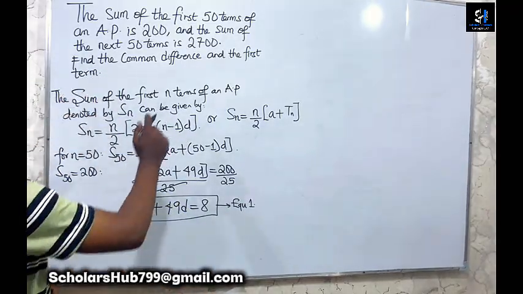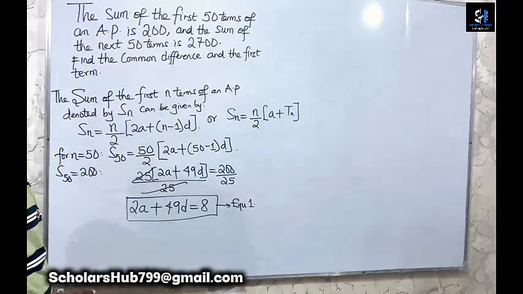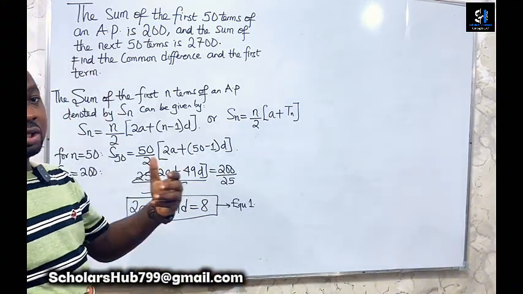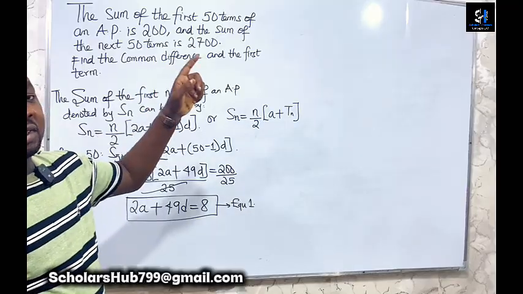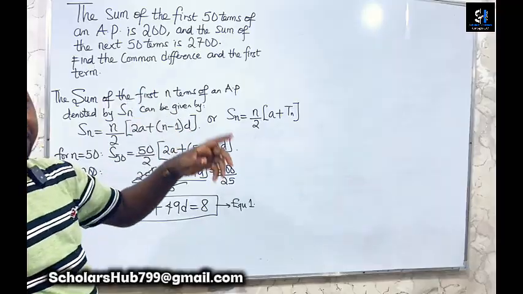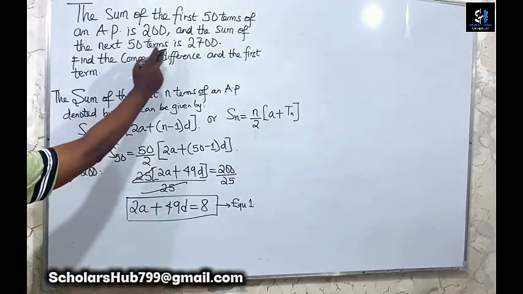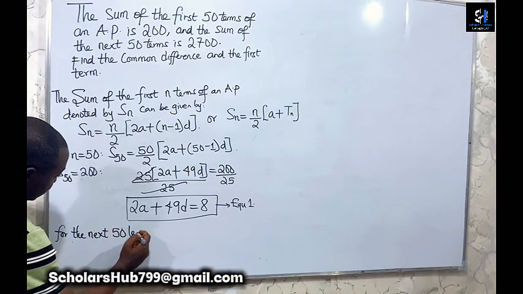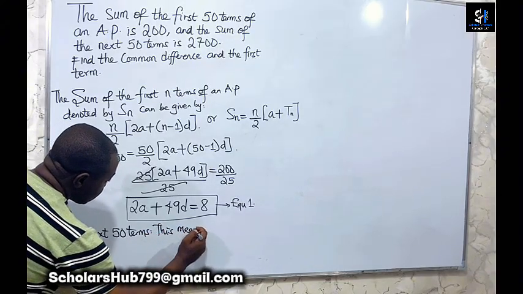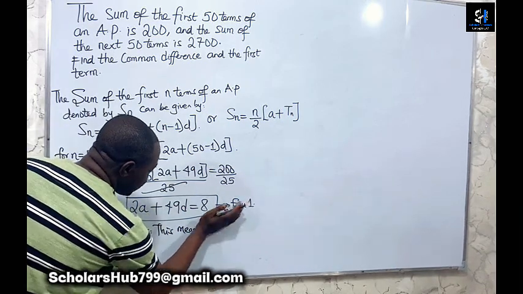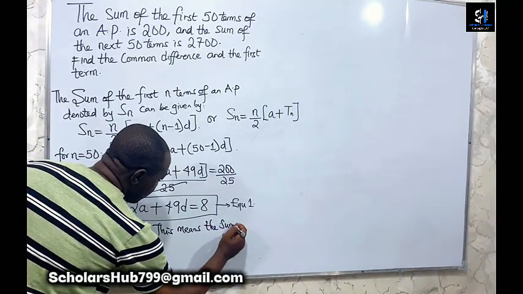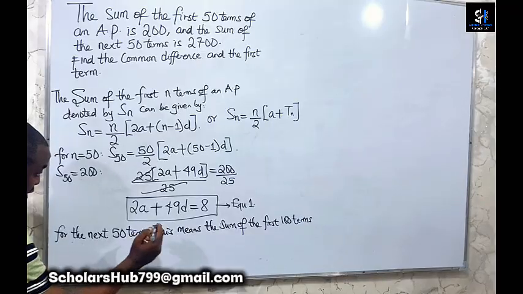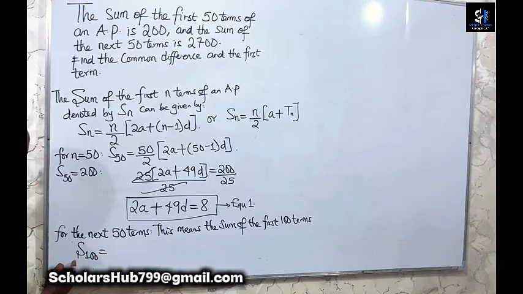Now the next statement we have here is that the sum of the next 50 terms is 2700. So what I will do is write the formula for the sum of the first 100 terms, which will be the sum of the first 50 terms and the sum of the next 50 terms.